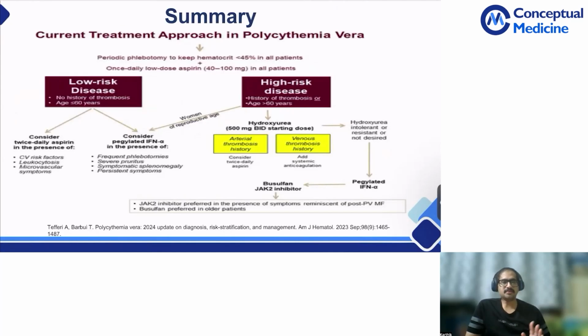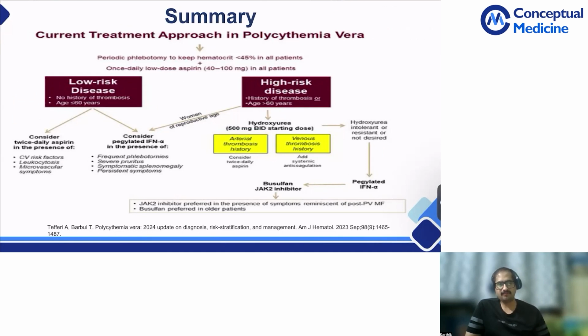Low risk patients, only phlebotomy plus aspirin. High risk patients, you add cytoreductive therapy plus aspirin. If it's a venous thrombosis, you add systemic anticoagulation for those patients.